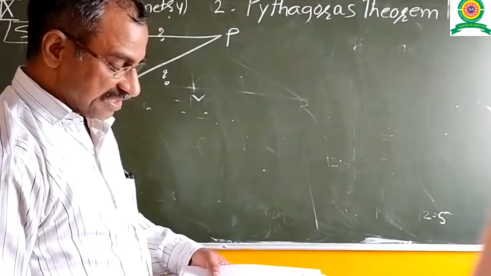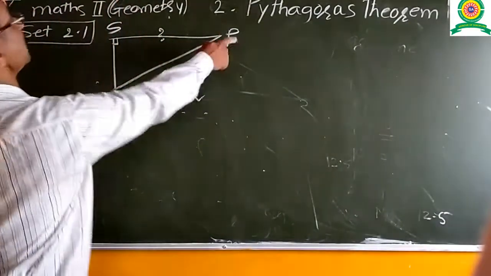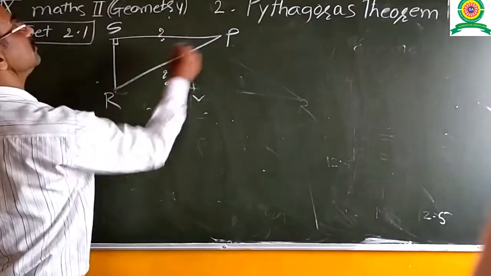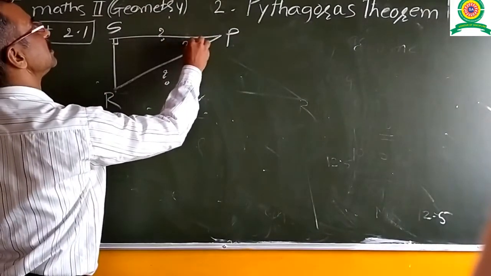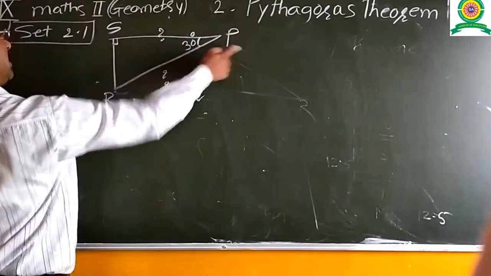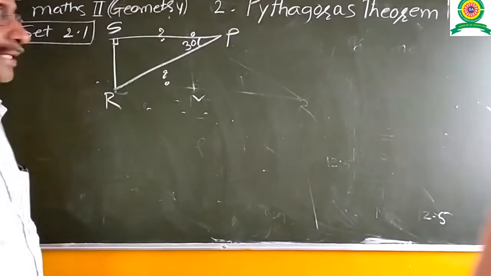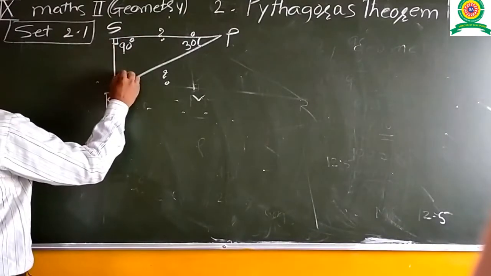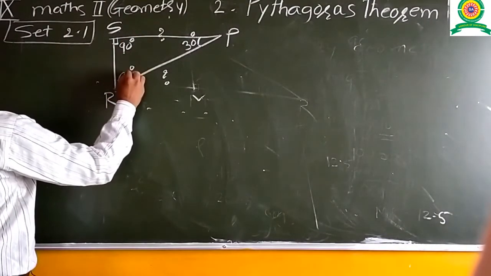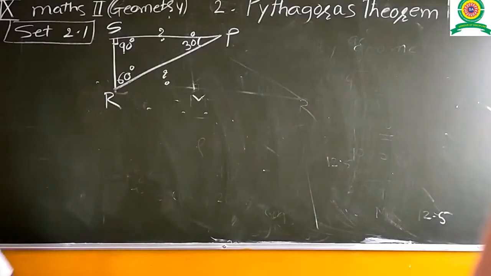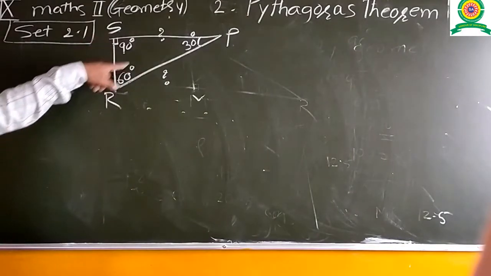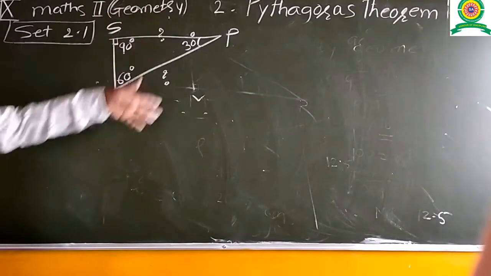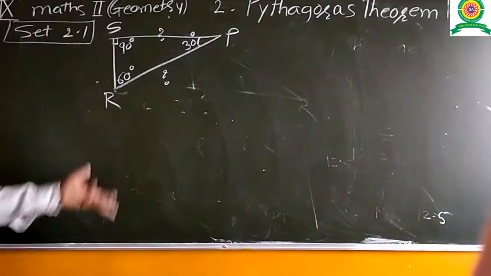Using the information given in the triangle PSR. So, this angle SPR is equal to 30 degrees. And this angle is what? 90 degrees. So the remaining angle automatically becomes 60 degrees. This 90 plus 60 is 150, plus 30 is 180. The sum of the angles of a triangle is 180 degrees.